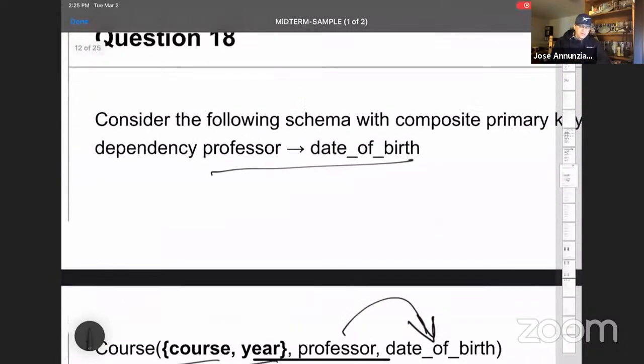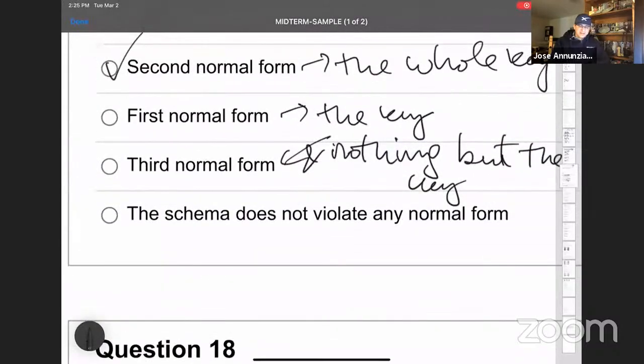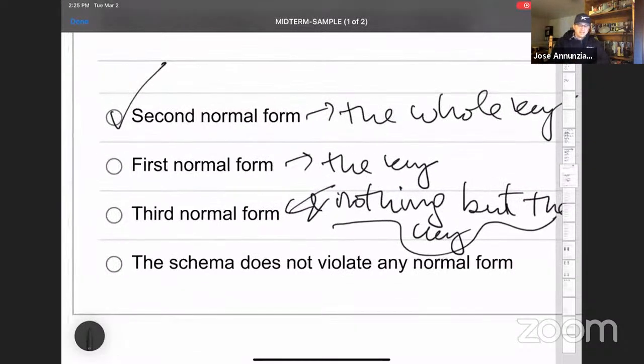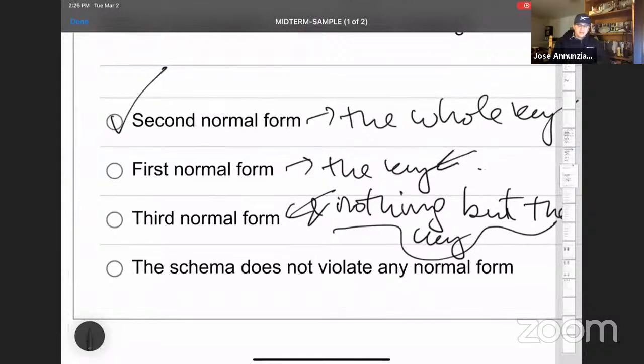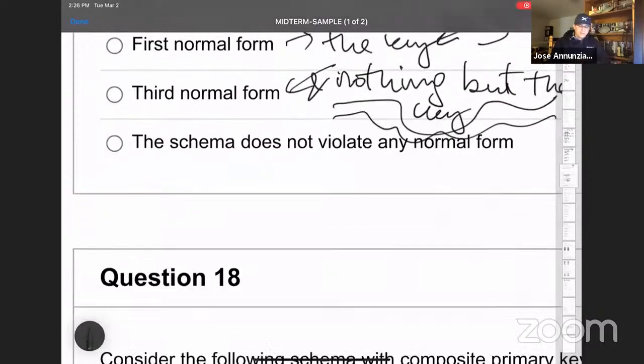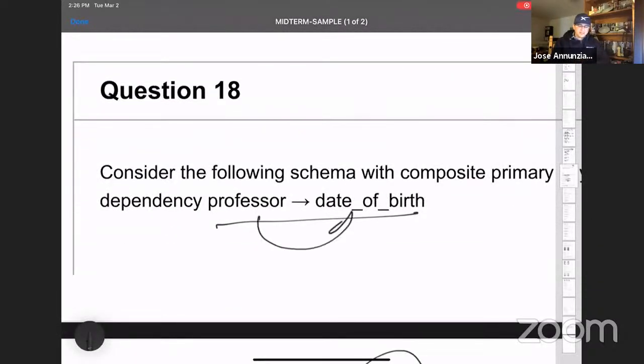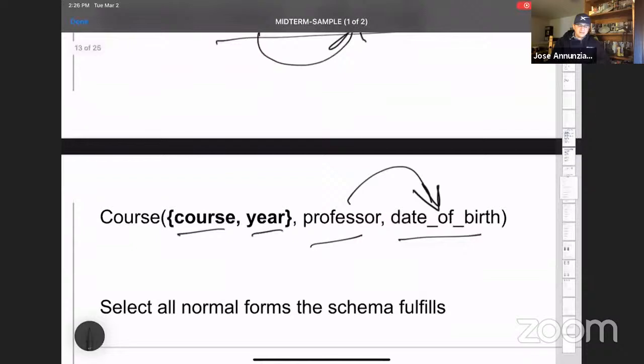Again, it's breaking what? It's breaking this: nothing but the key. All the fields should depend on the whole key and nothing but the key. But here we have two fields that are dependent on each other, that there's a dependency between these two fields, and that's a no-no. That's breaking, or violating, third normal form.